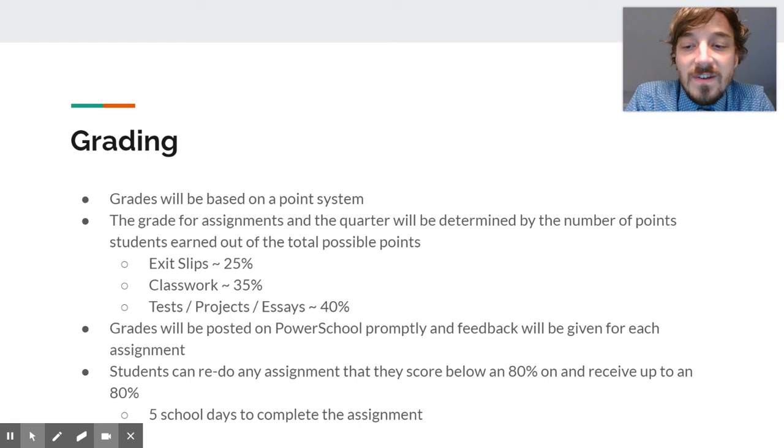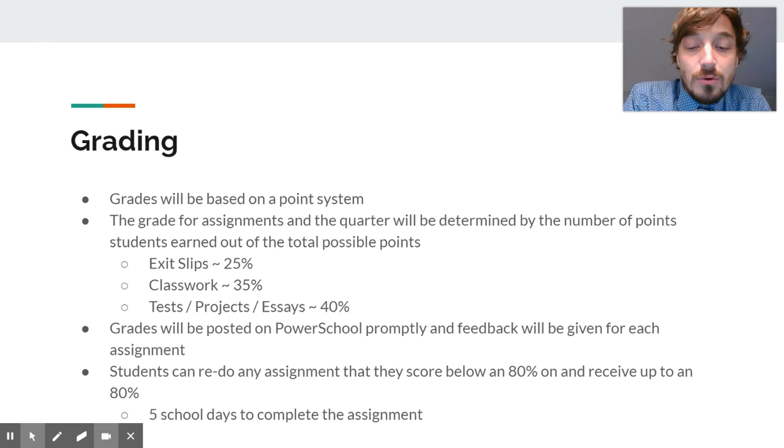Classwork is worth about 35% of the grade, and that consists a lot of the practice assignments that we're going to do for the AP exam, like multiple choice and writing short answer questions. And finally, tests, projects, and essays will be the rest of their grade, about 40%. And those are the exams that we take, and then some longer-term essays that we will work on.